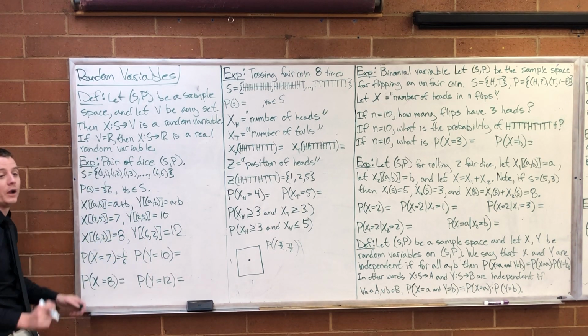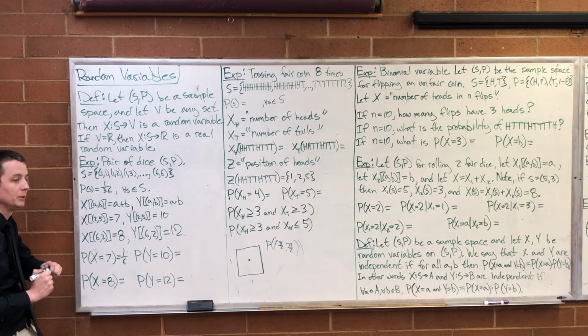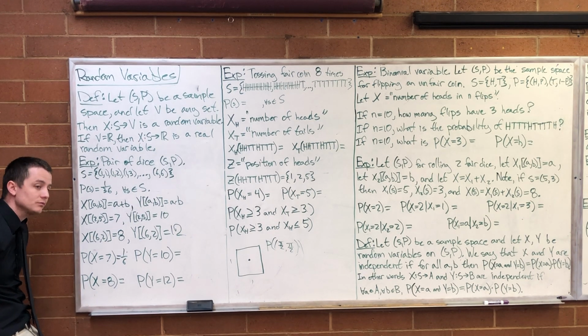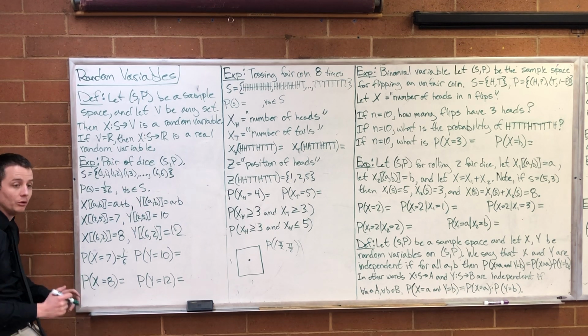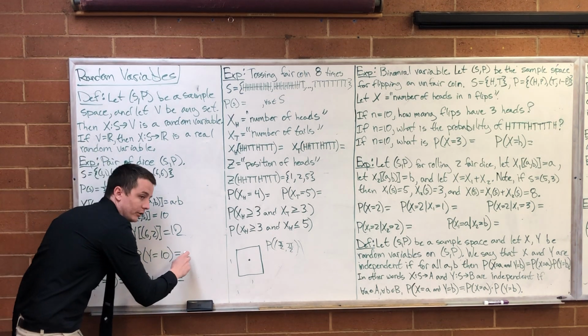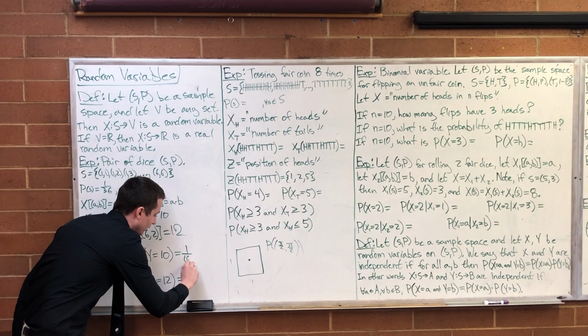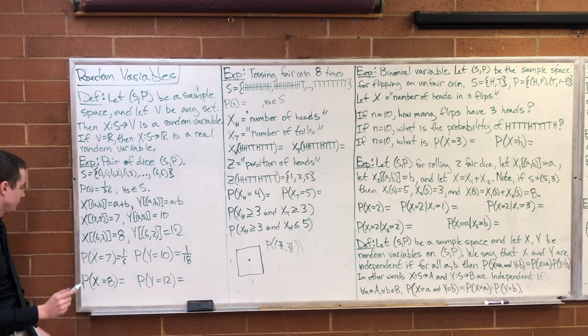Okay, now with our random variable y, what's the probability that y gives us 10? How many ways can I roll 2 dice and have their product be 10? 2. I can roll a 2 and a 5, and a 5 and a 2. Those are the only ways. So 2 out of 36 is the same as 1 out of 18, right? Alright, let's do another one.